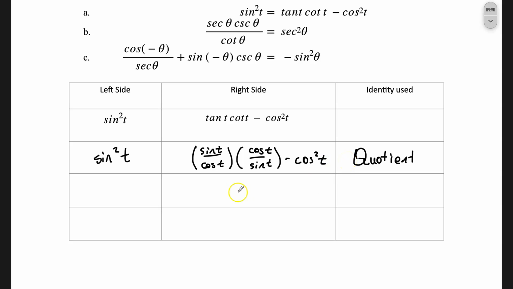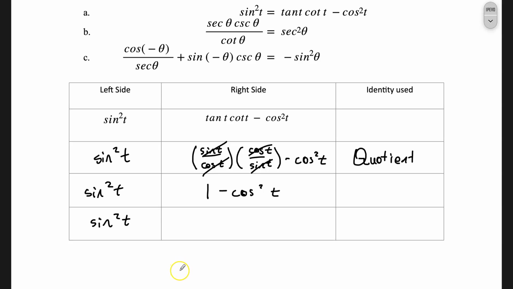Okay. Hopefully you see that cosine cancels out as well as sine, leaving us with just a 1 minus cosine squared here. If you don't see how that is, maybe pause the video, think about it for a second, and come back to it. But now we have 1 minus cosine squared t as our right hand side.